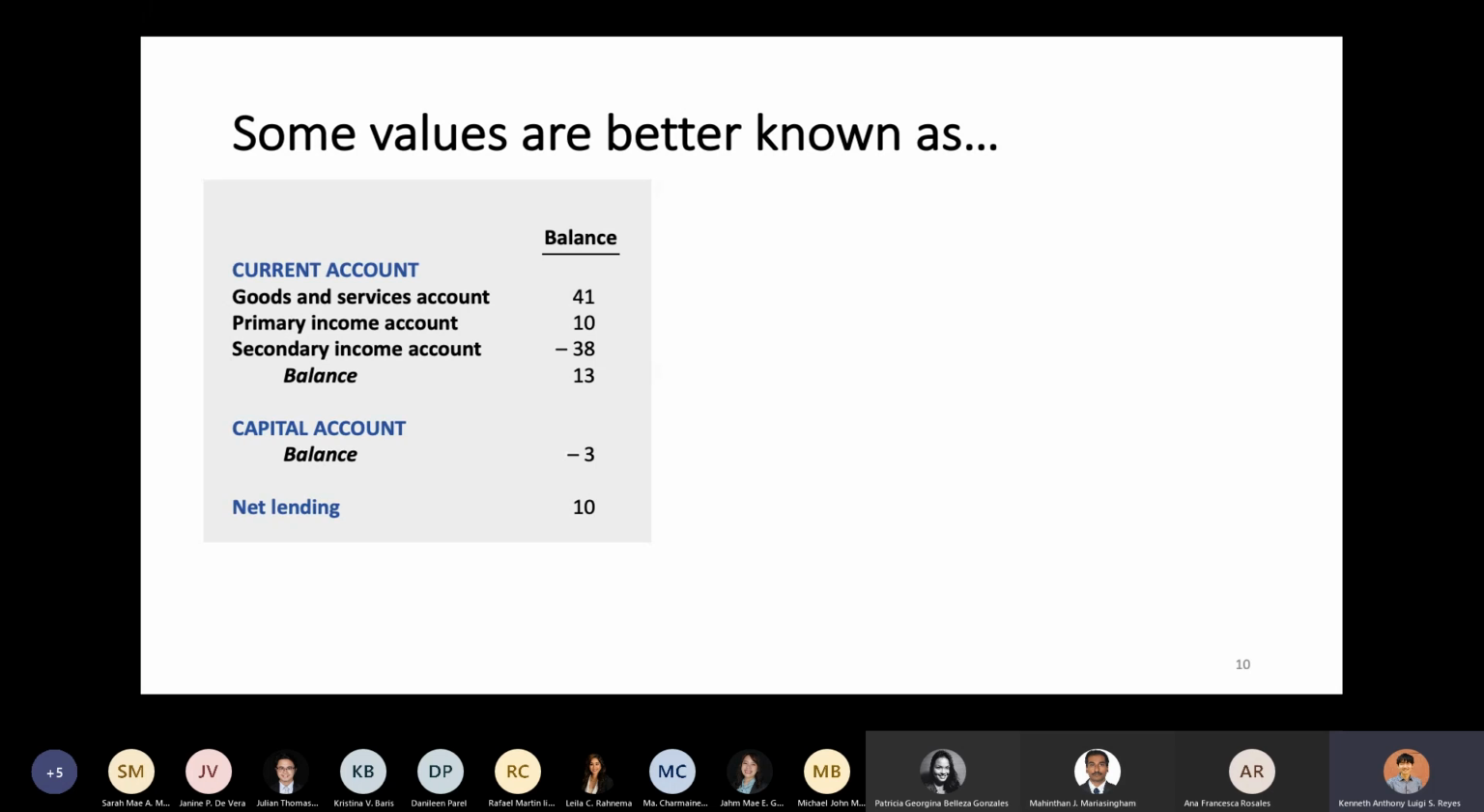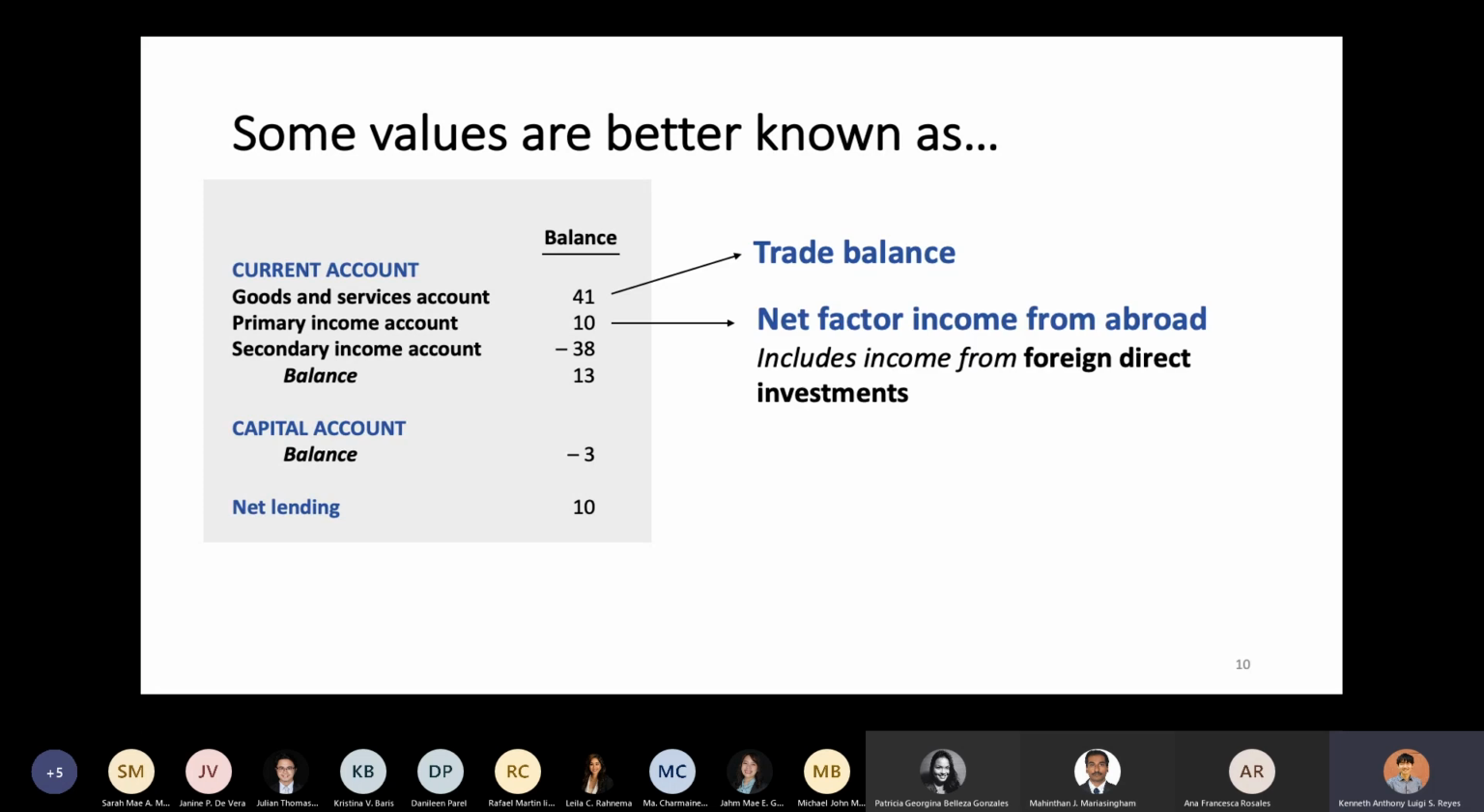Okay, within the current account, some balances are better known by other names. For example, the goods and services account, the balance there is normally referred to as the trade balance, whereas the balance in the primary income account is also called the net factor income from abroad. This is where we include FDI. And finally, for the secondary income account, we have what we call the balance net unilateral transfers, and it includes worker remittances and foreign aid.